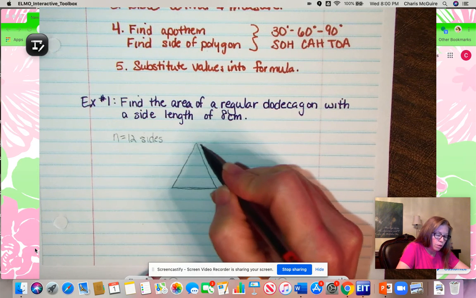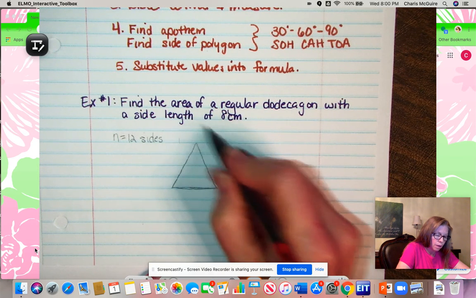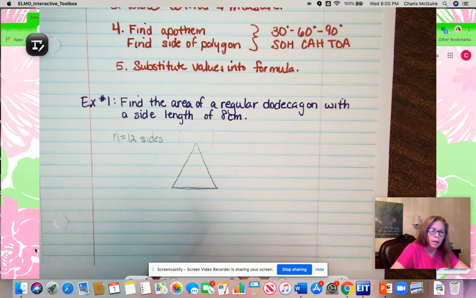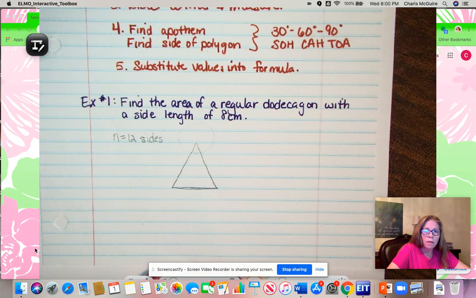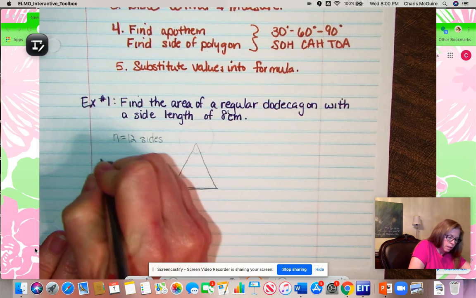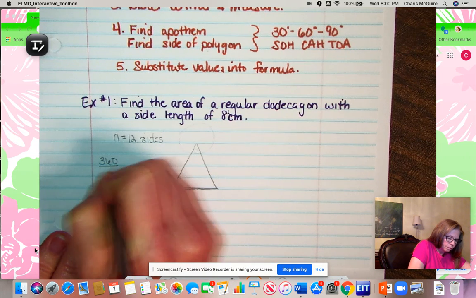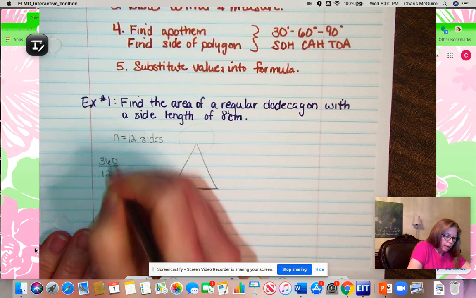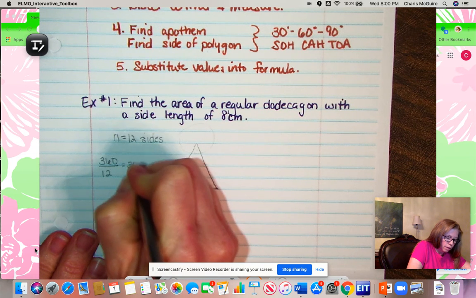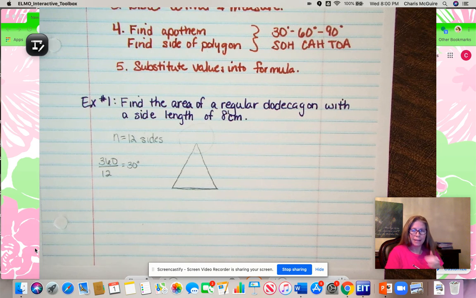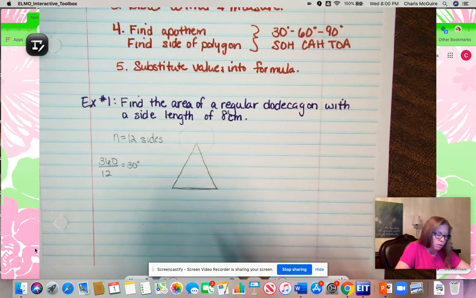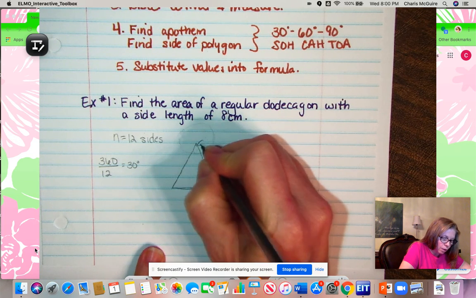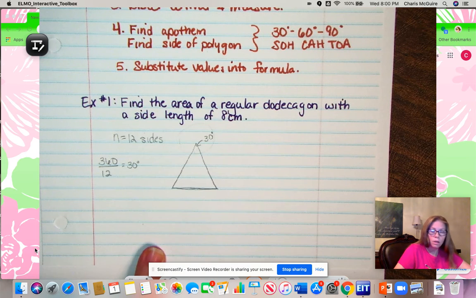And so if we were to draw all the triangles, they would be making a full circle up here, right? All their angles up together. And so we would do 360 divided by 12. And when we do that, we get 30 degrees. That's a pretty nice number, isn't it? So that means that this angle measure up here is 30 degrees.